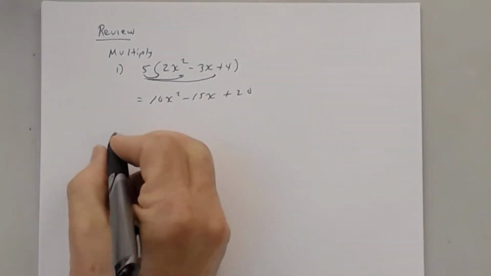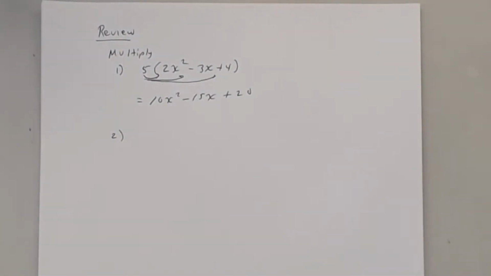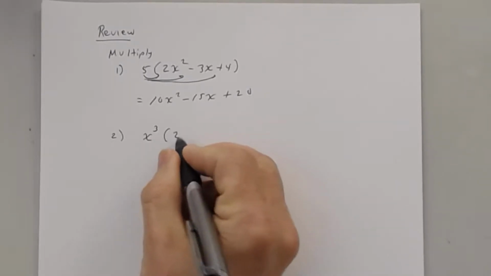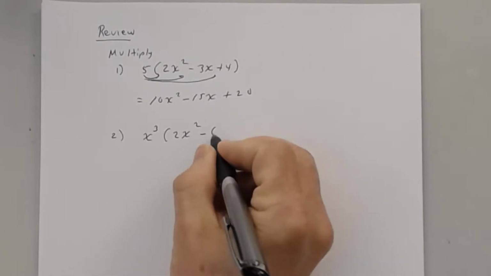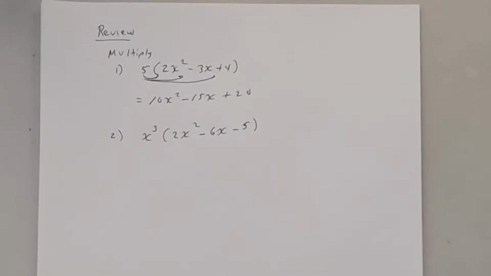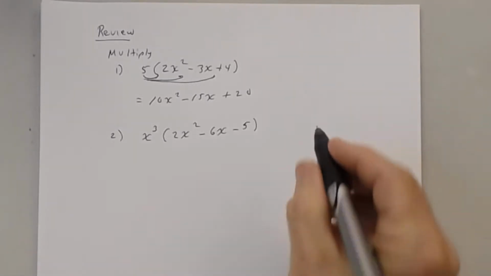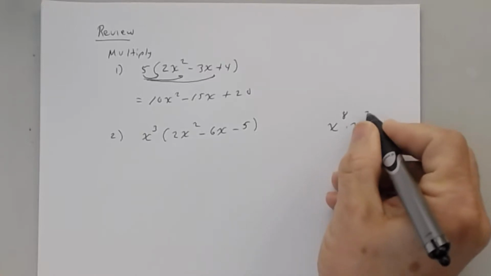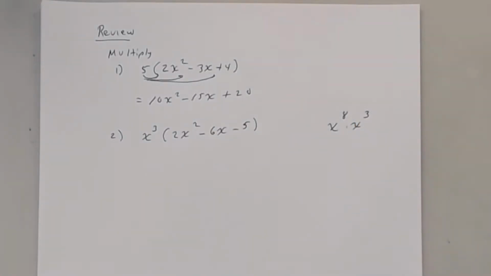Number 2. Then you had some variables involved that you were distributing. So let's suppose we had this. Let's suppose we had x cubed times 2x squared minus 6x minus 5. Before we go on, something else you got to remember from last semester. And that's this. If I have x to the eighth times x to the third, x to the eighth times x to the third.